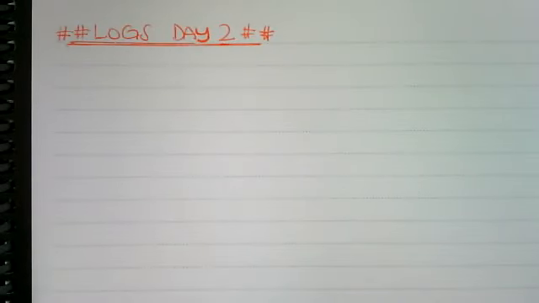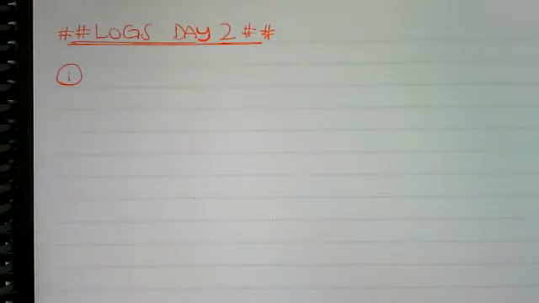This is logs day 2. So in logs day 1, we learned how to switch from logs to exponentials and just go back and forth between the two. Today, we're going to take some logs and we are going to actually solve them by switching into exponential form and then solving them that way.